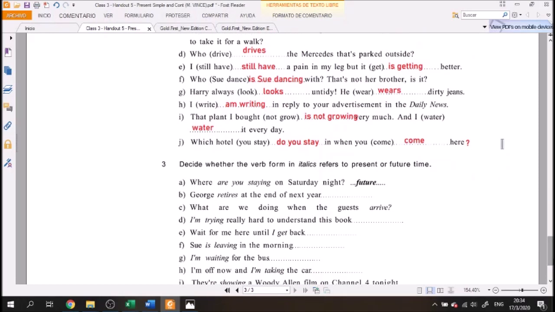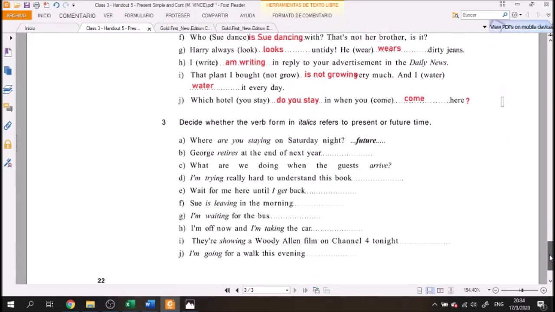Okay. Activity 3. Decide whether the verb form in italics refers to the present or future time. Remember, we can use present for future reference as well. So, what are you doing on Saturday night? That's future reference, right? Present continuous for future reference. What about B? The end of the year, again, future.